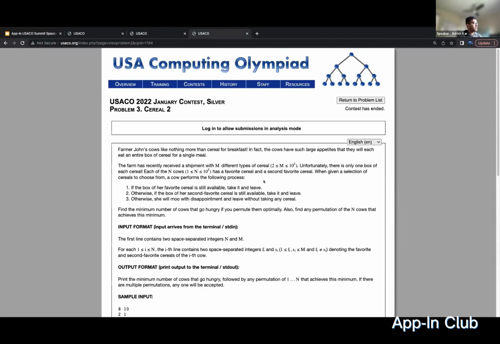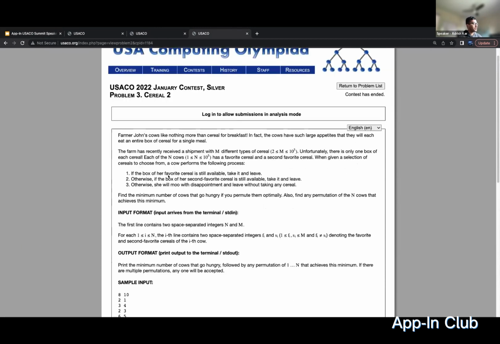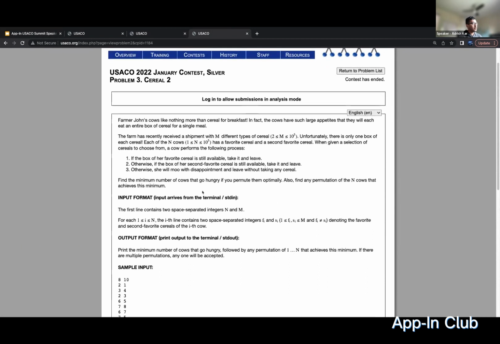So this question was the January 2022 contest for silver. And this question, problem 2, was pretty difficult for this division. I remember a lot of people complained about it. But we can just look at the problem statement now.